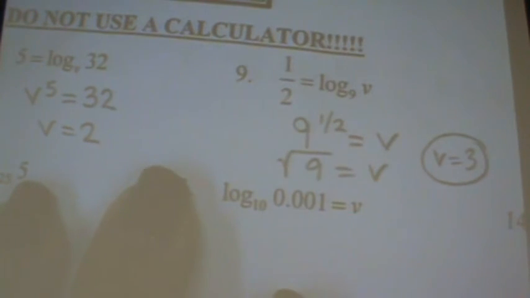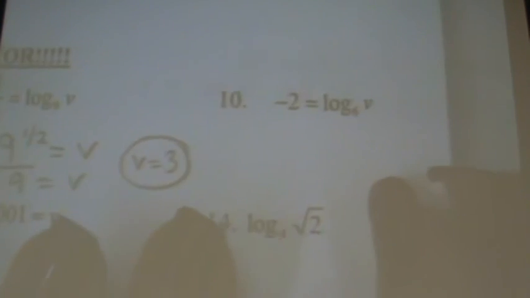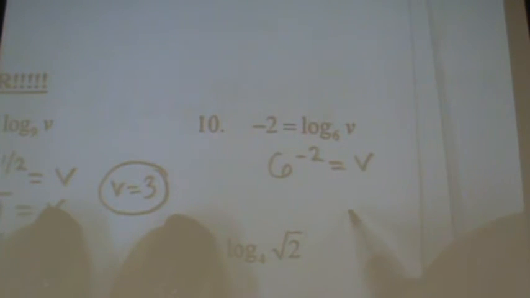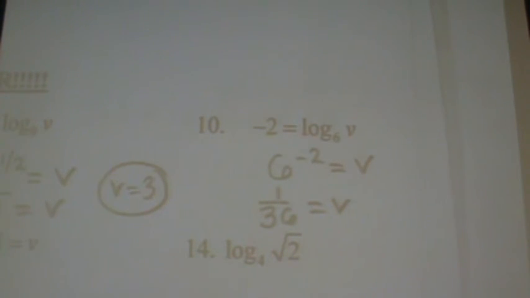Very happy. Number 10. How about the next one? 6 to the negative 2 power. You guys used to struggle with negative exponents, and you're good at them now. What does negative 2 power mean? Yep, that's 1 over 36. So far, okay? These aren't that bad, are they?